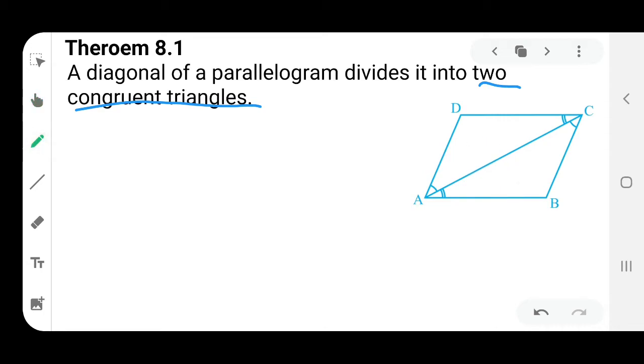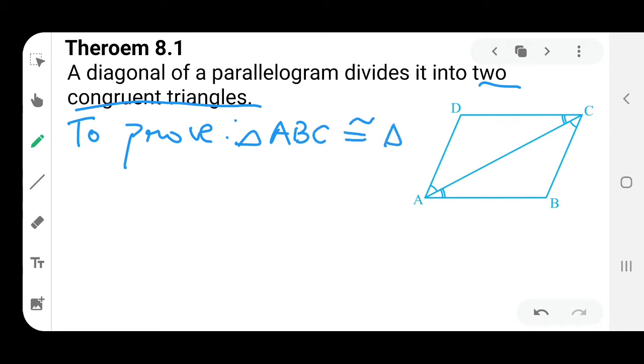So we'll write here, to prove is: triangle ABC is congruent to triangle CDA. I can't write so precisely over here, but I will try. This is what we have to prove. These two triangles are congruent to each other.